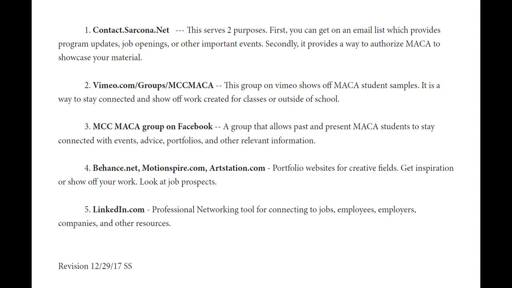Get a portfolio, get a website, get something up online. You can't go out to jobs and expect them to find you. You can't expect to turn in a piece of paper saying, give me a job because I have a degree. They don't care. They don't want your degree. They want to see you can do work. They want to see you can bring value to the company. So you have to go out there and make yourself known on these things.